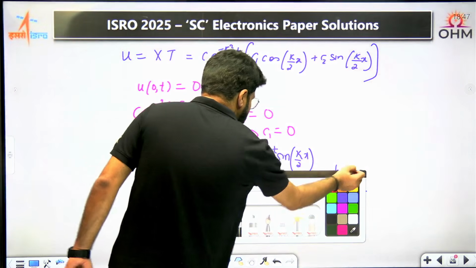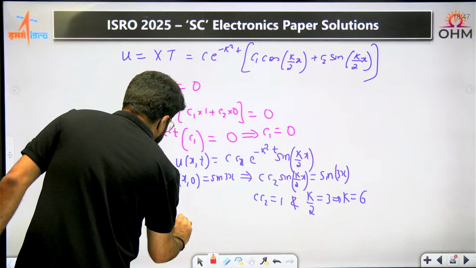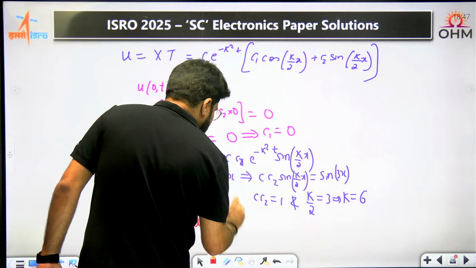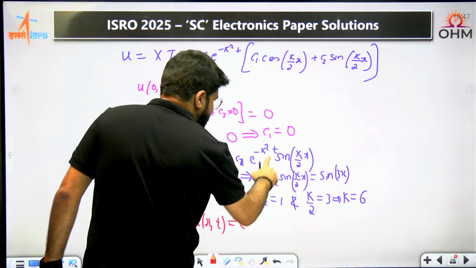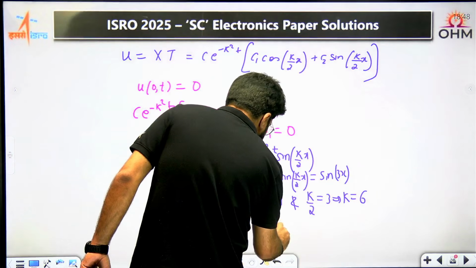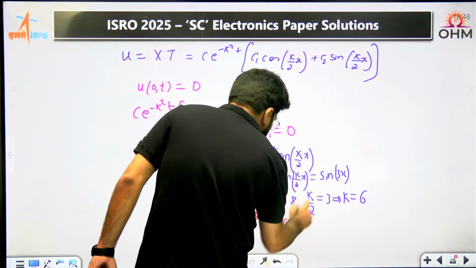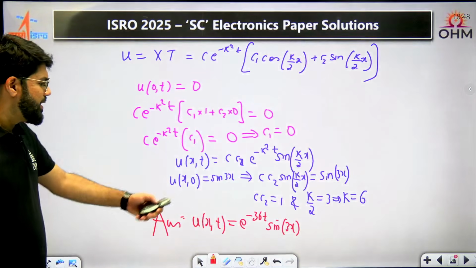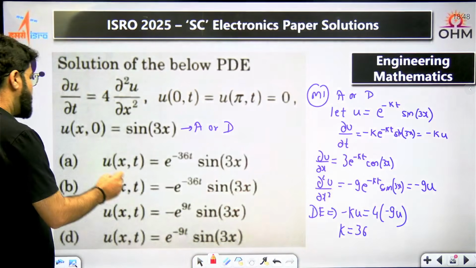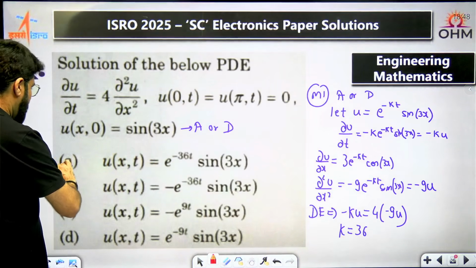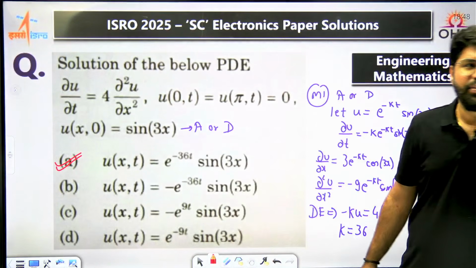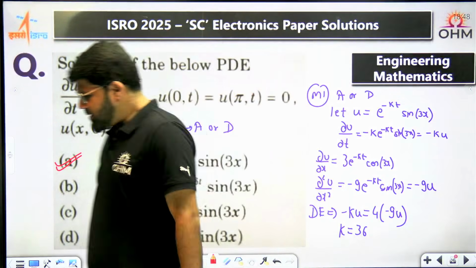Final answer then, I am writing here u of x comma t. Now see, C into C2 is 1, e power minus k square, now k is 6, so k square is 36. e power minus 36t sin k by 2x, which is sin 3x. So u equals e power minus 36t sin 3x. I just added this up so you know how to generally solve it. That is what I have explained here in this partial differential equation, the variable separable basic case.